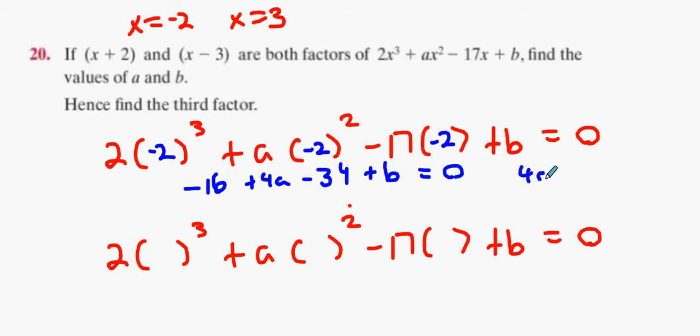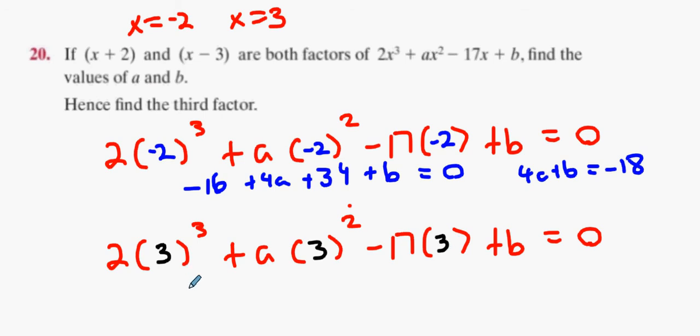Did anybody get 4a plus b equals 50? Or did I make a mistake? Plus 34, my bad. So 4a plus b equals minus 18. So you got that? Yes. Good. Next one.